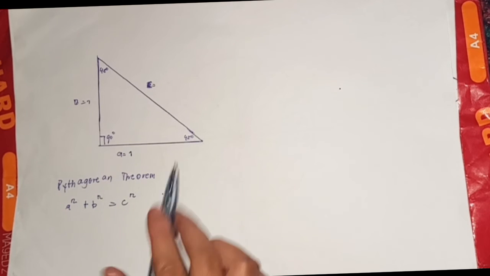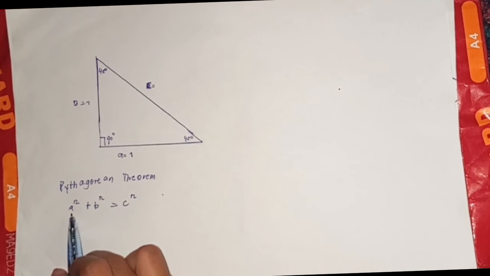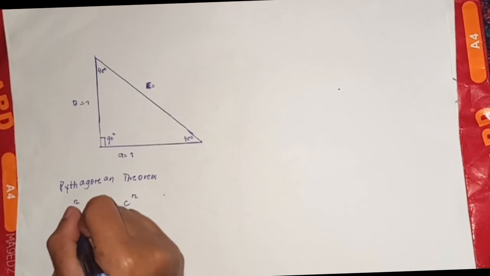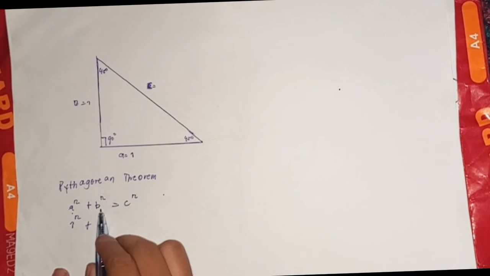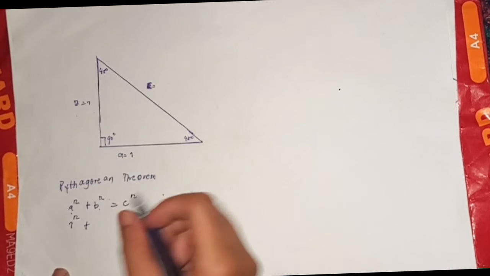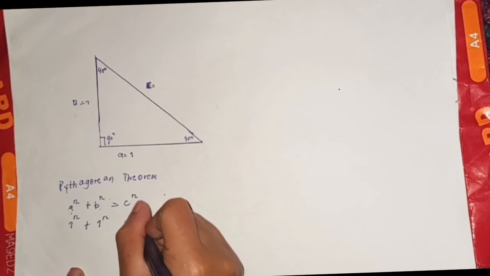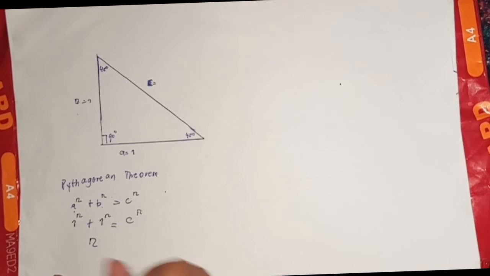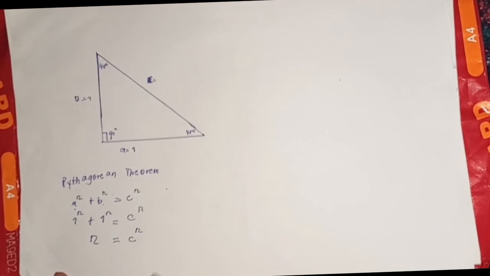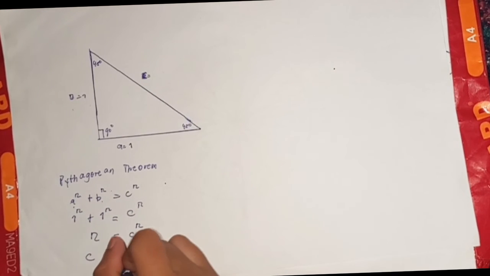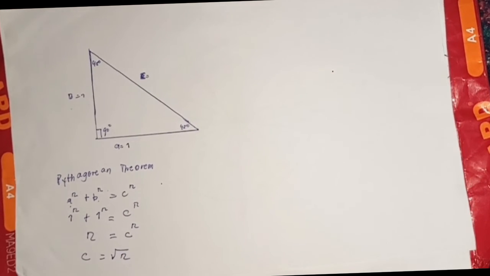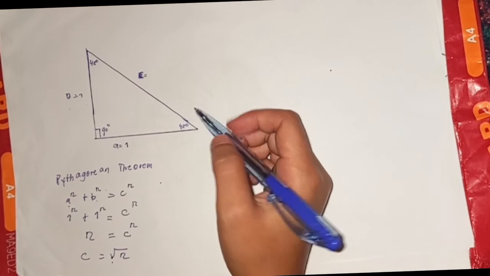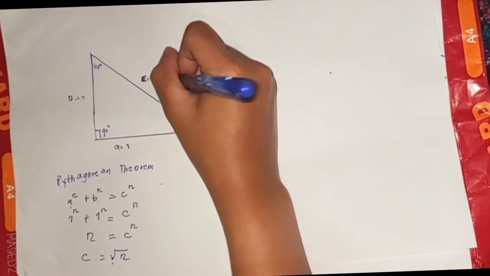So now let's solve for the hypotenuse. A is equal to 1, so 1 squared plus 1 squared is equal to c squared. So we have 2 is equal to c squared. So the hypotenuse is equal to the square root of 2, which means that the hypotenuse of the right triangle is square root of 2.